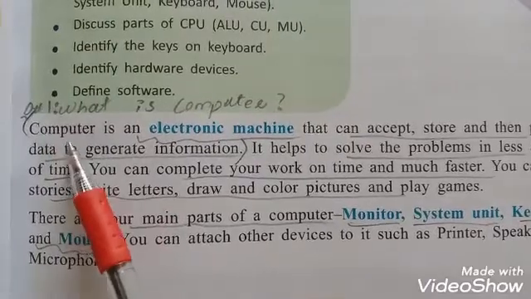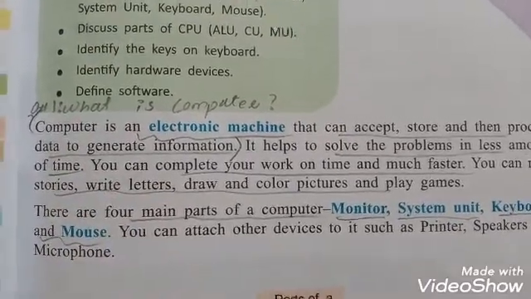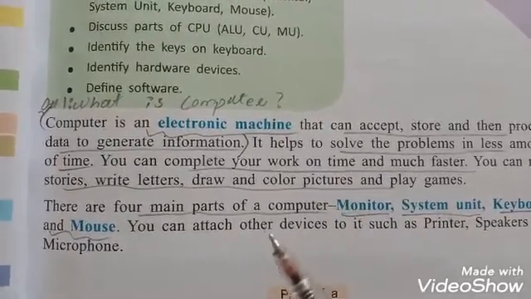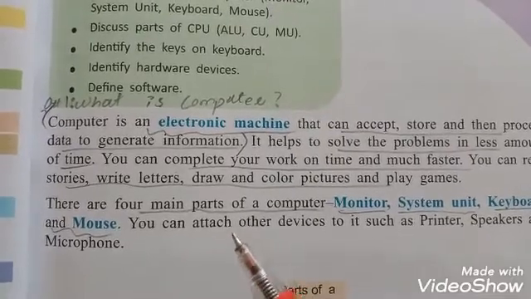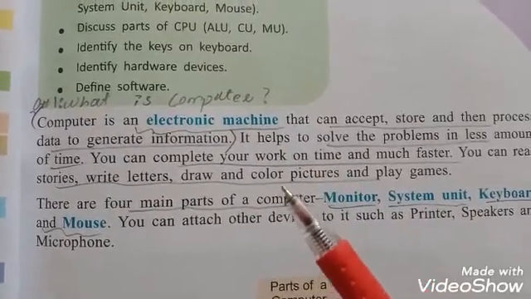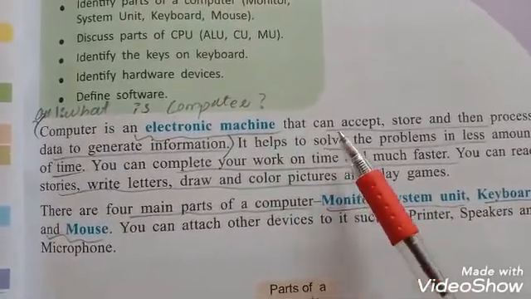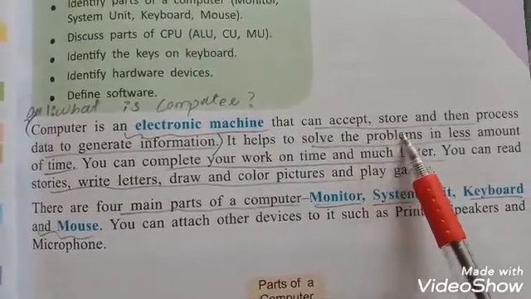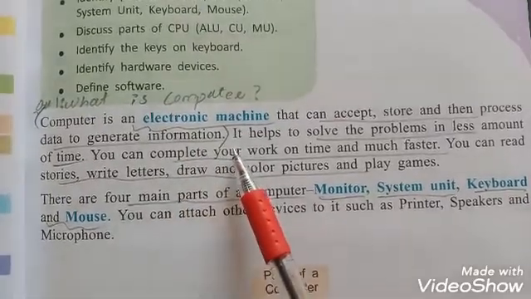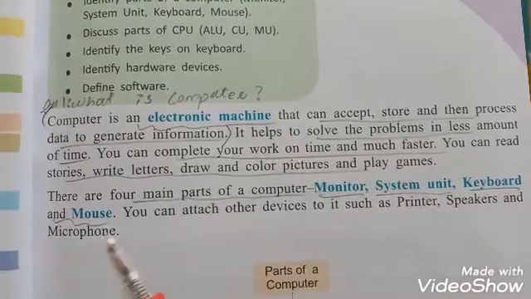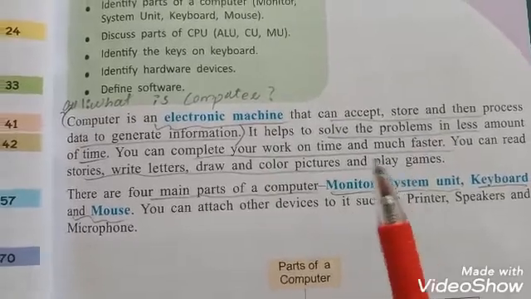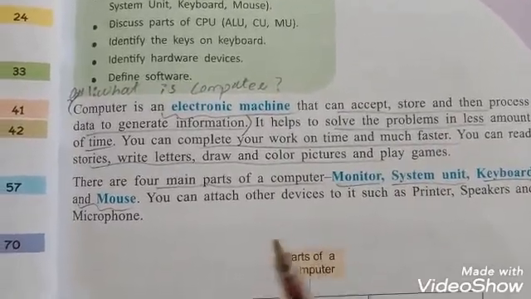First we discuss about computer. We know that computer is an electronic machine. It works on electricity to perform functions like writing, learning, playing games, watching cartoons, etc. And it can accept, store and process large amount of data. It helps to solve problems in less amount of time. You can complete your work on computer much faster.